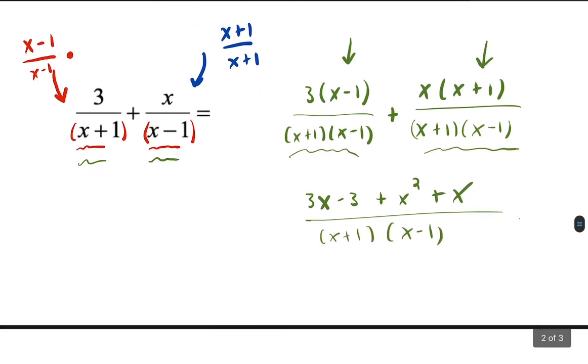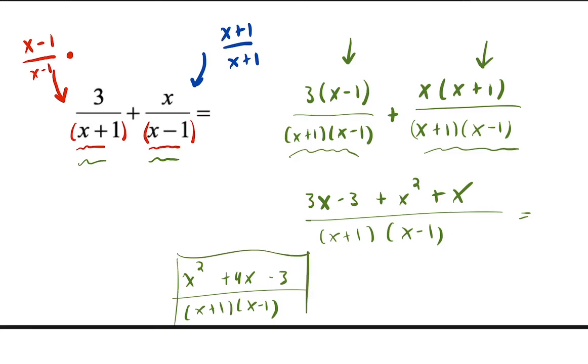What we're going to have here is this will be equal to x squared plus 4x minus 3 over x plus 1 times x minus 1. And there is nothing to factor there, because x squared plus 4x minus 3 cannot be factored. So you are good to go. This is your final answer here. So the Delta Math problems will be working you through similar exercises today.